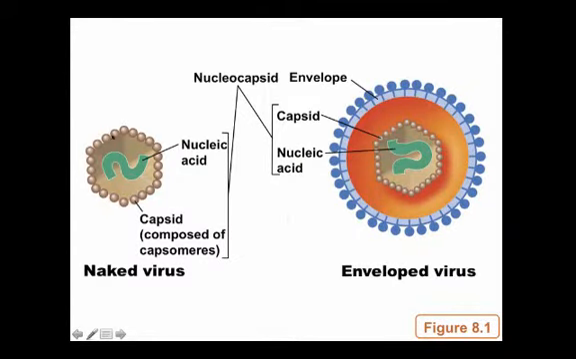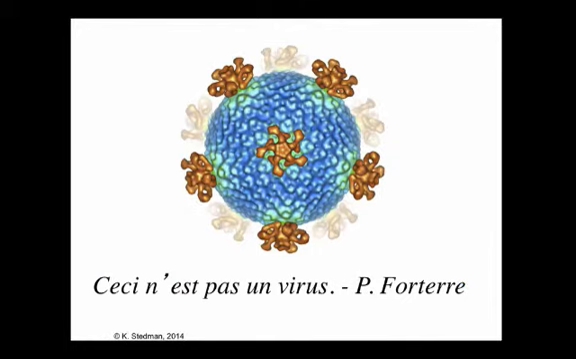These are the typical virions. You've got two main flavors of viruses, either naked viruses or enveloped viruses. The only difference is that enveloped viruses have membranes around the outside, and naked viruses have no membranes around the outside. Again, this is the bag, also known as the capsid, and then the nucleic acid, the genome, present on the inside. And as a reminder, I love this quote from Patrick Forterre, "Ceci n'est pas un virus."